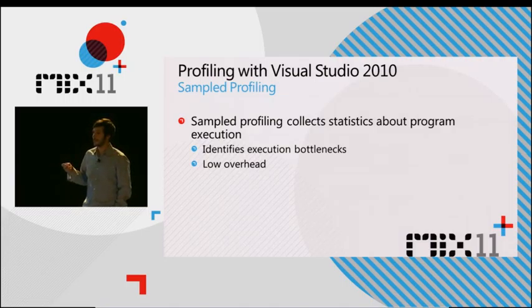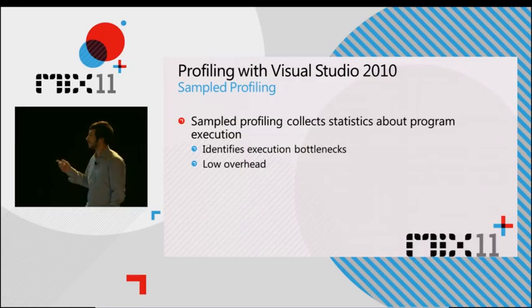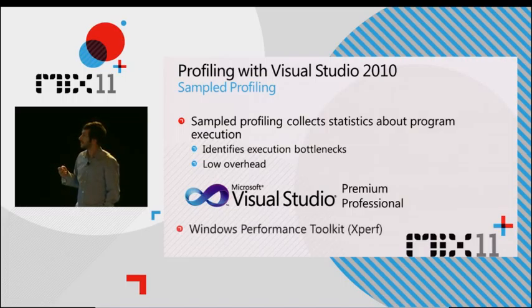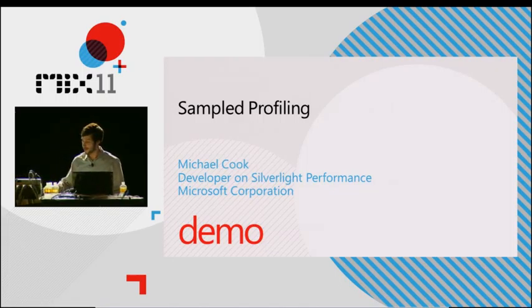This is different than instrumented profiling, which actually changes the binary and really greatly affects runtime. I won't be covering that today. We'll just be talking about sampled profiling. This is available in Visual Studio 2010 Premium and Professional. And if you don't have Visual Studio, you can use the Windows Performance Toolkit. It's actually a free download on MSDN. So without further ado, let's jump into a demo.